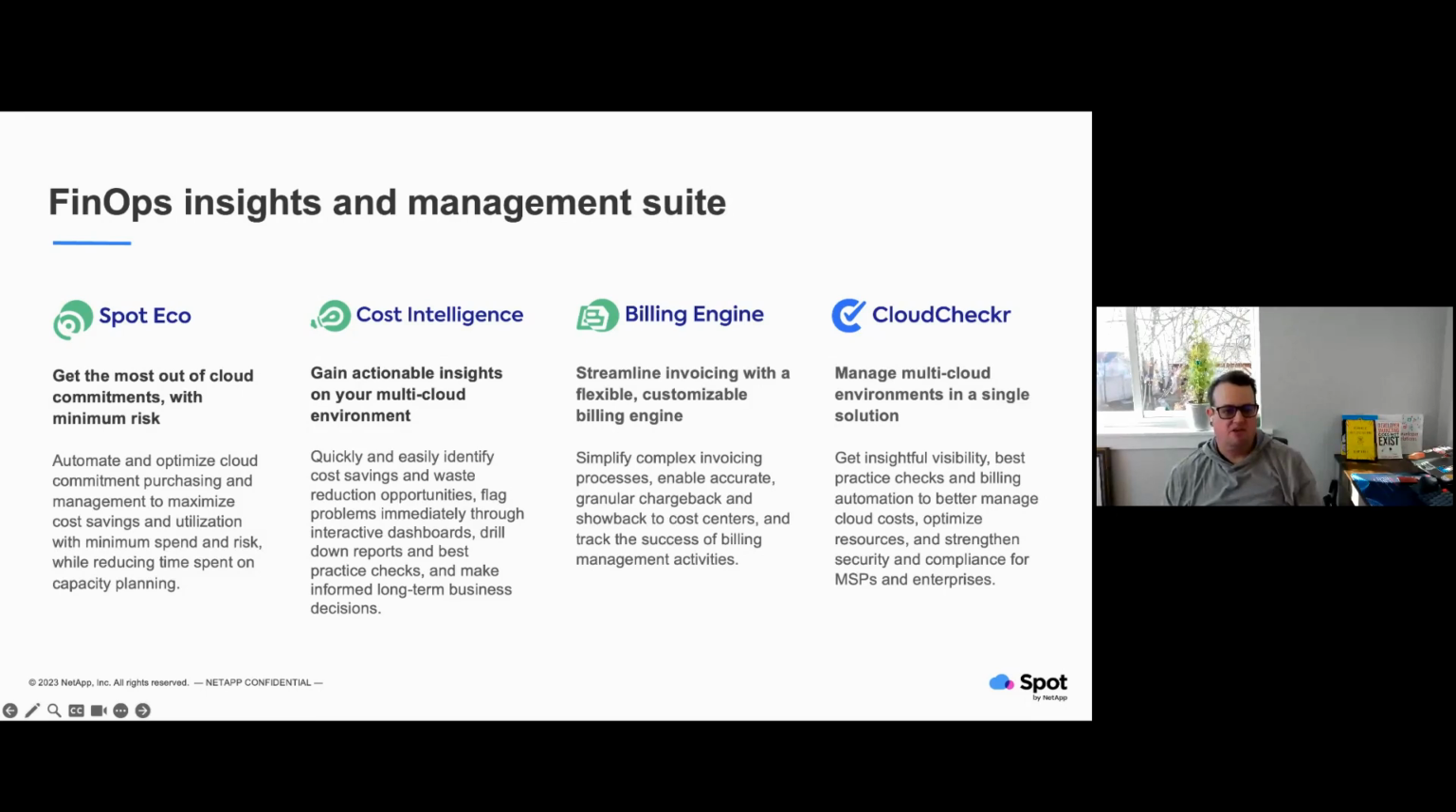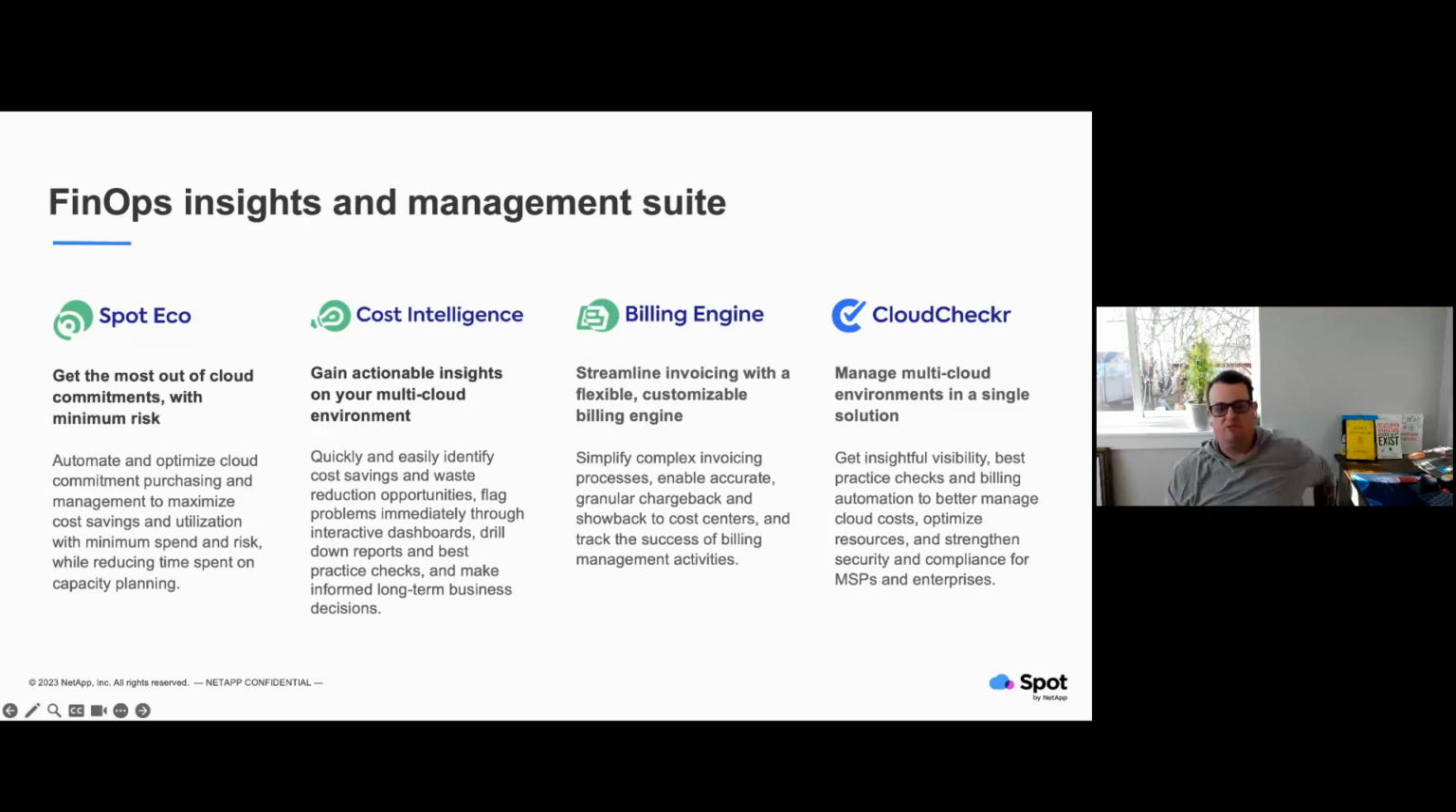So Cost Intelligence allows you to do this by quickly and easily identifying savings and waste, flagging problems immediately, and it gives you interactive dashboards that stakeholders can use to drill down reports and do best practice checks and make informed long-term business decisions that might be out of the hands of your DevOps or SRE teams or your platform engineering teams. Billing Engine allows you to simplify complex invoicing.